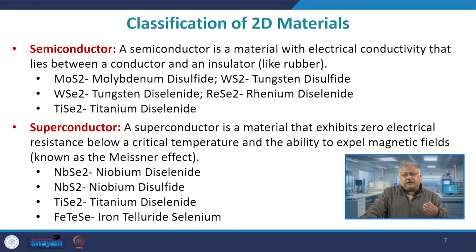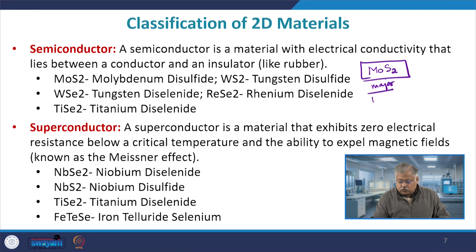But as far as electronics are concerned, we are more interested in the top part, where MoS2 has come up in a big way for all practical purposes. Molybdenum disulfide and WS2, tungsten disulfide, these two materials have come up in a big way as possible 2D materials for use in semiconductors.